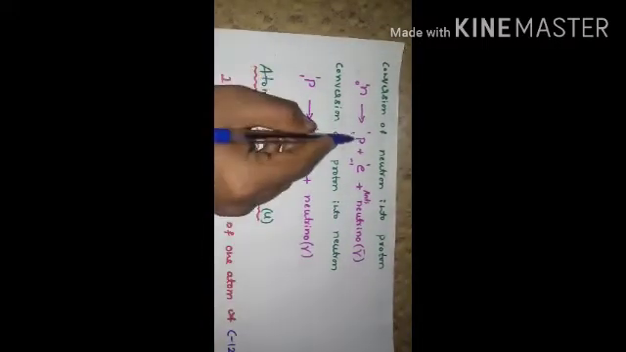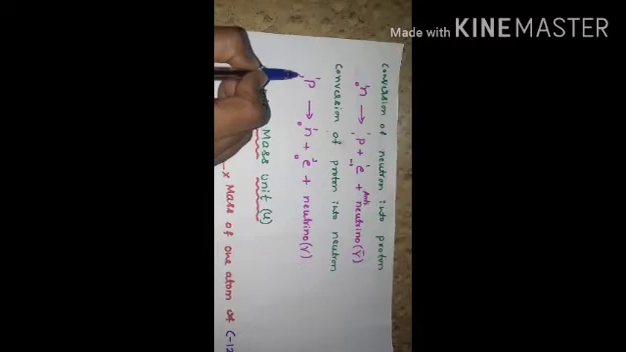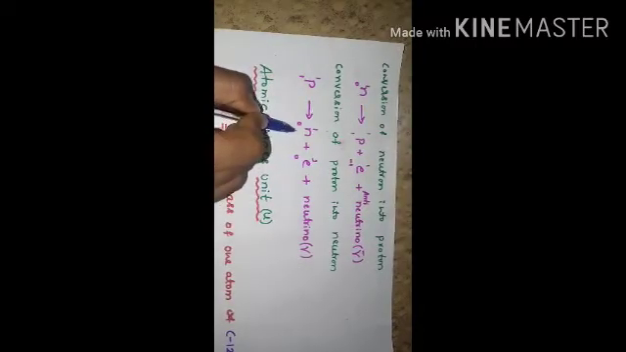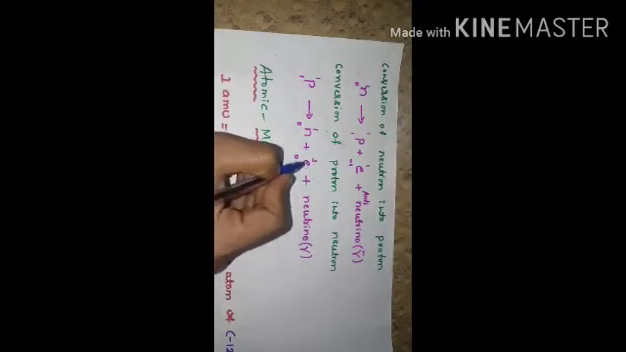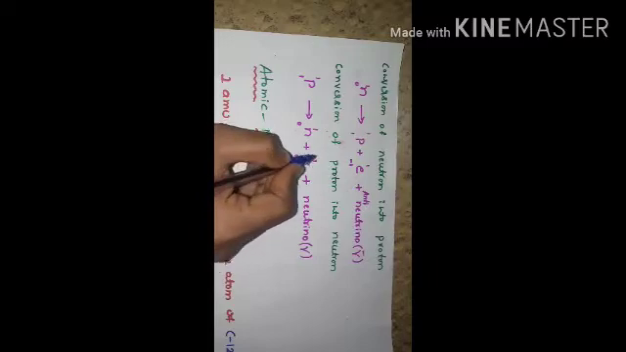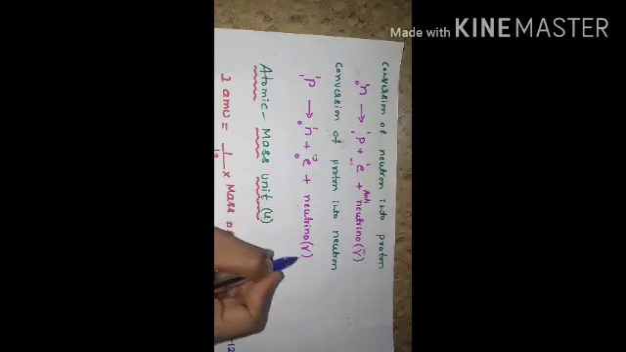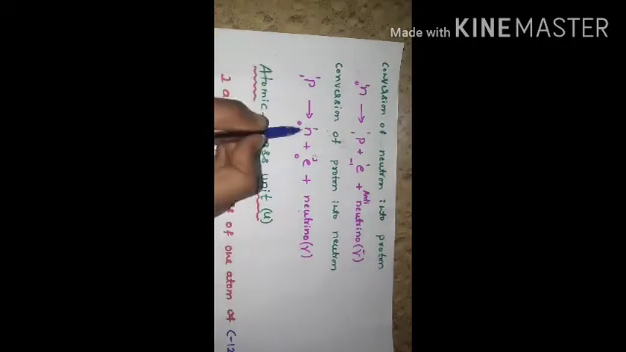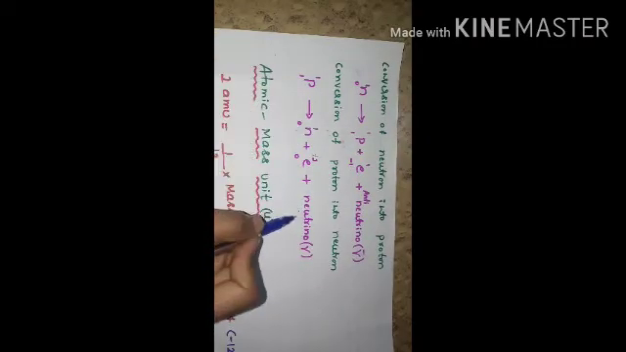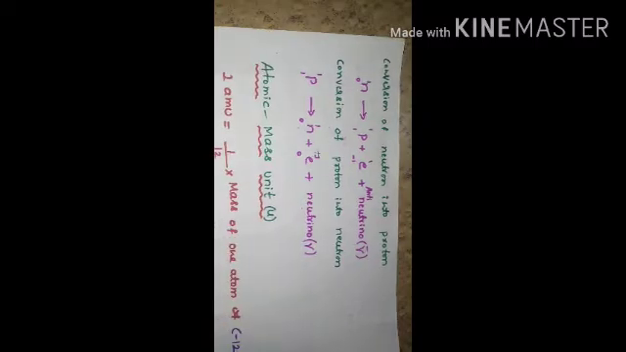Next, conversion of proton into neutron. Again, the proton does not remain as a proton. It will be converted into a neutron. Next, positron. We know that the electron having the positive charge is called a positron, along with the emission of neutrino. When a proton is converted into a neutron, it emits a positron and also emits neutrino particles.